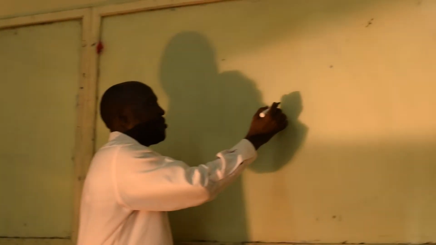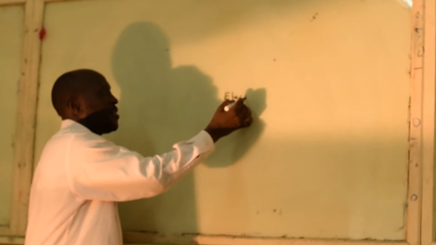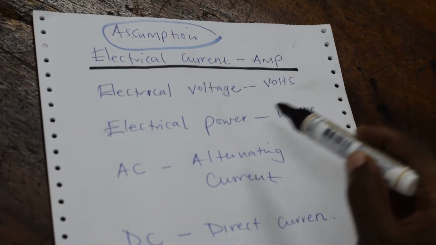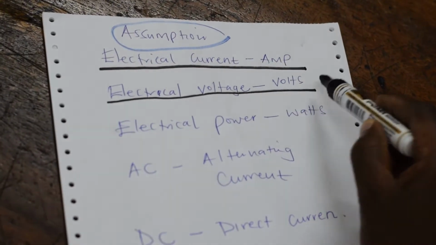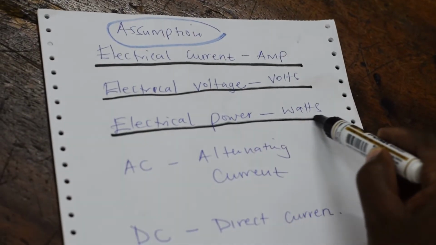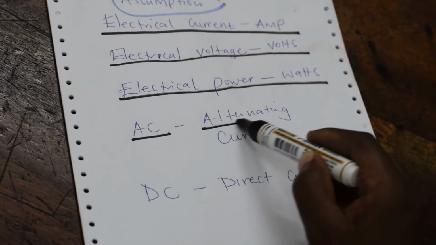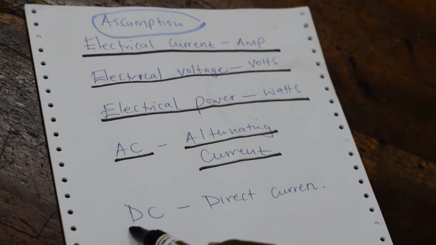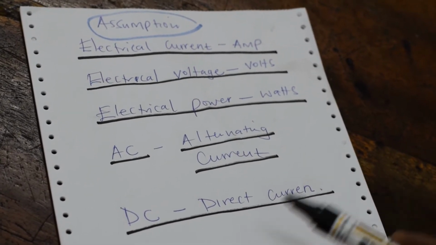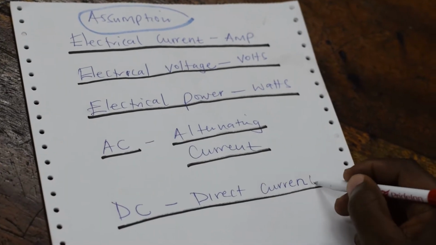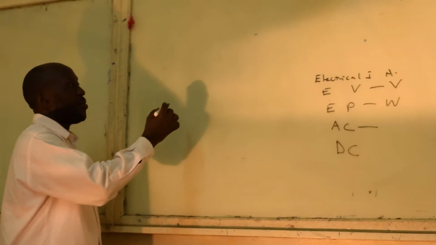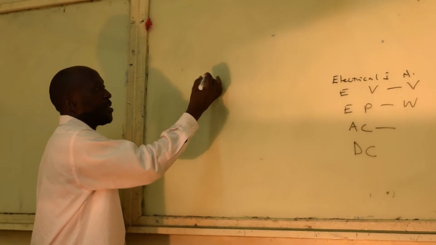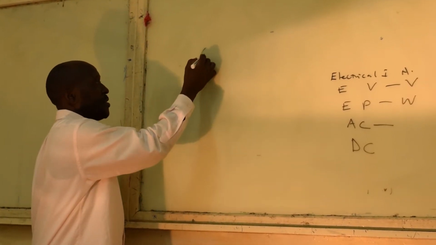Before we can move to the components, an assumption is that you know all about electrical current, which is measured in amps, electrical voltage, volts, electrical power, watts, and AC for alternating current, DC for direct current. Of course, all the components are grouped, and in those groups you find that we'll end up having an electrical gadget or a working circuit.